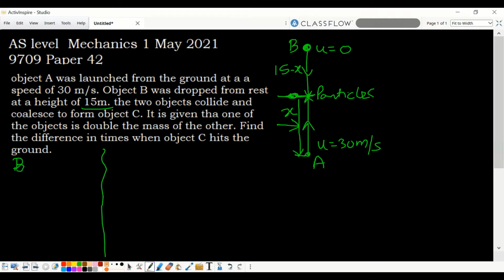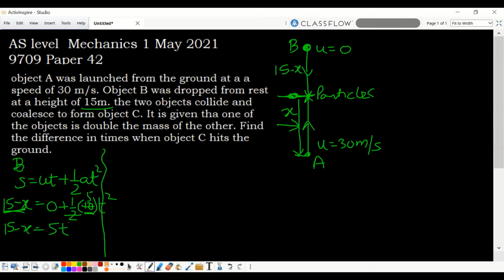It will be s equal to ut plus half at squared. s is 15 minus x for object B. u is 0, so ut will be 0, plus half a, where a is 10, and t squared. Because this distance is downwards, and acceleration is downwards, both are positive. This is very important to know. 15 minus x will be 10 and 2 cancel out, 5t squared.